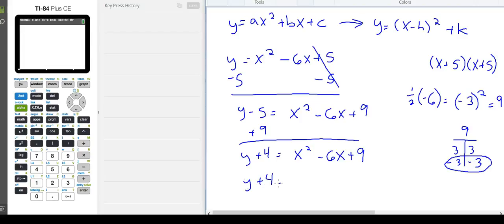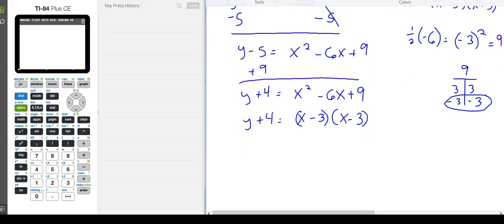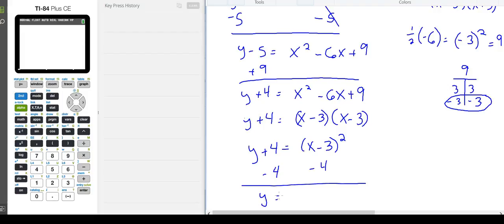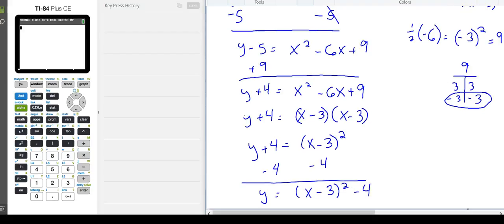y plus 4 is equal to x minus 3 times x minus 3. Since we have two of the same factors on the right-hand side, we can rewrite that as x minus 3 squared. So y plus 4 is equal to x minus 3 squared. Now we're going to bring the constant back, so we have our equation solved for y. Minus 4 and minus 4. y is equal to x minus 3 squared minus 4. Notice now that this equation is in vertex form.